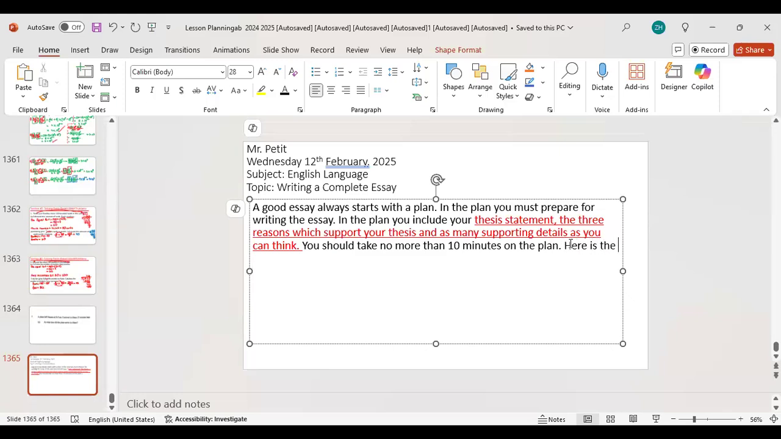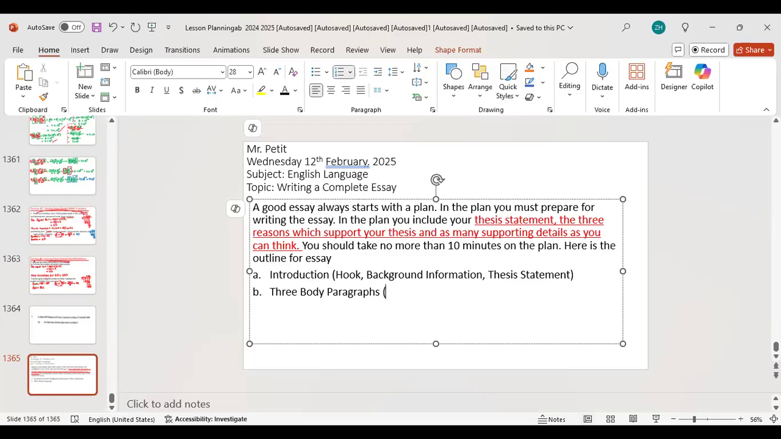Here is the outline for the essay. You're going to have your introduction. In your introduction, you're going to have your what? Your hook, your background information, and what else? Your thesis statement. That's your introduction. And then you're going to have your what? Your three body paragraphs.